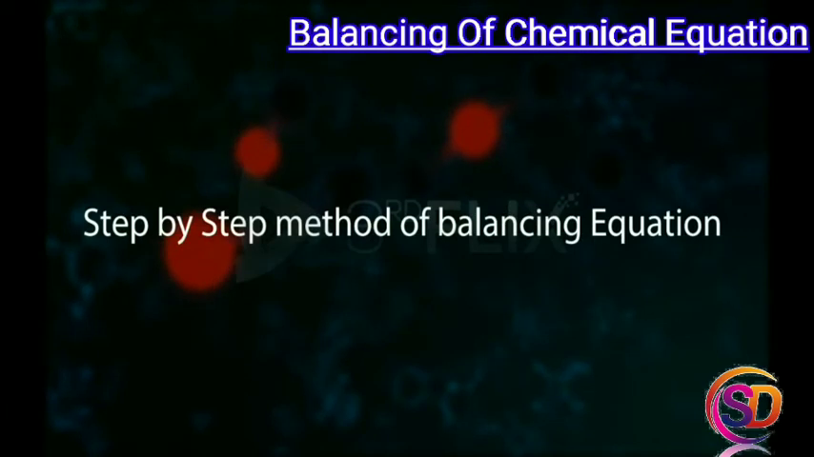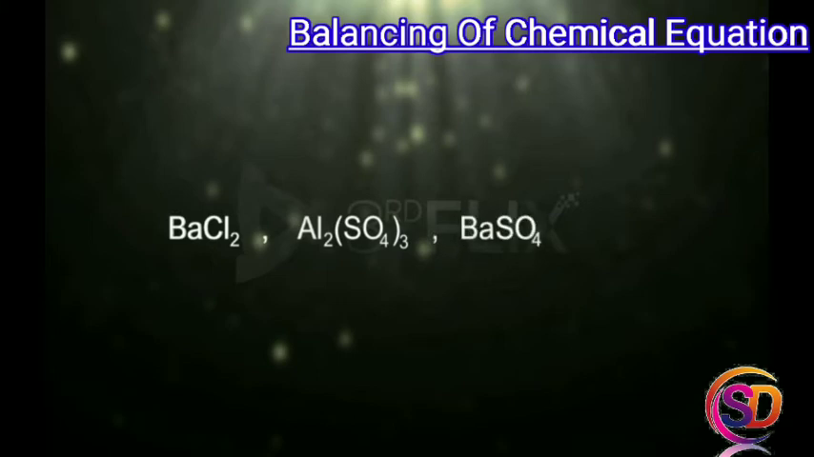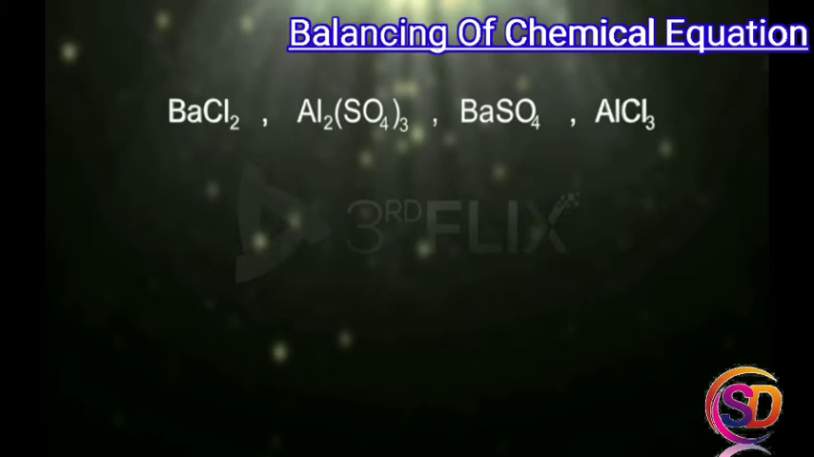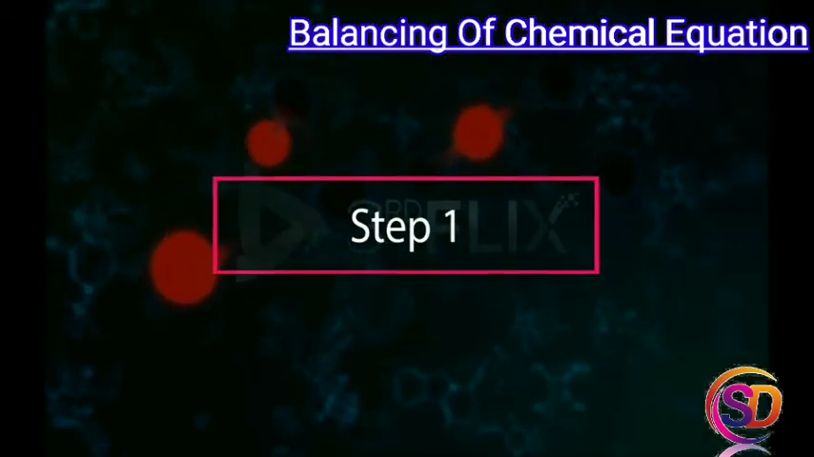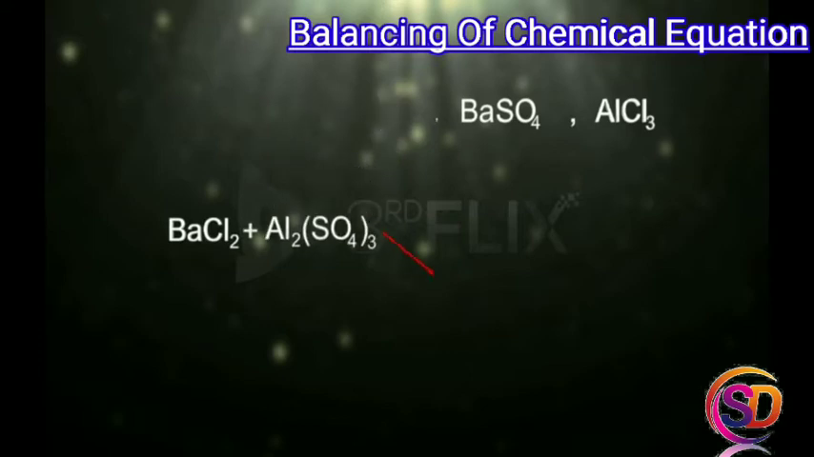Step-by-step method of balancing an equation. Example 1. Barium chloride on treatment with aluminium sulfate. The products obtained are barium sulfate and aluminium chloride. Step 1. Write the chemical equation for the above reaction.